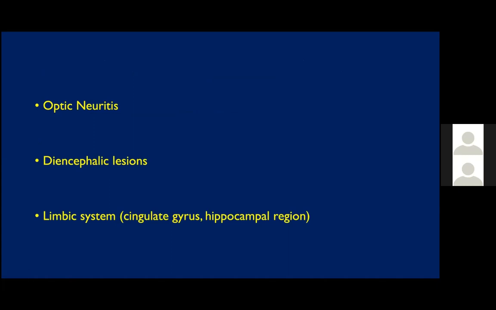These patients with anti-MOG antibody syndrome can also have optic neuritis, but these lesions are not very long and they don't lead to atrophy of the optic nerves later in the disease. In the brain, these lesions are usually around the third ventricle, in the diencephalon, involving the hypothalamus and thalamus, and the limbic system, including the cingulate gyrus and hippocampal region.